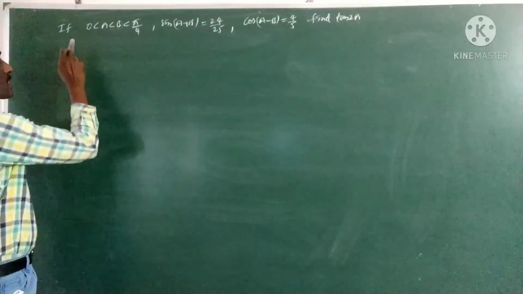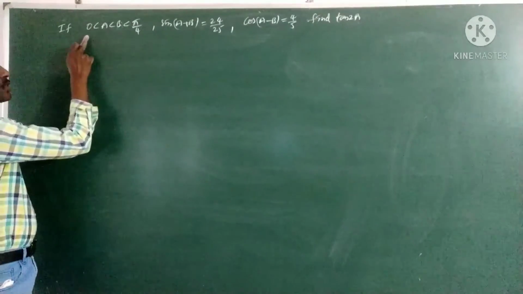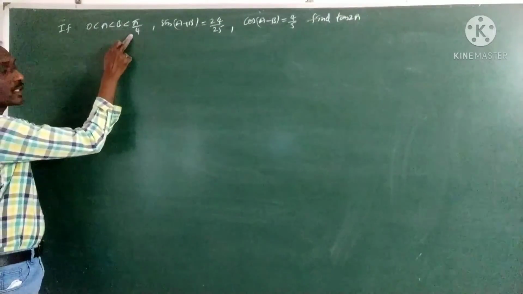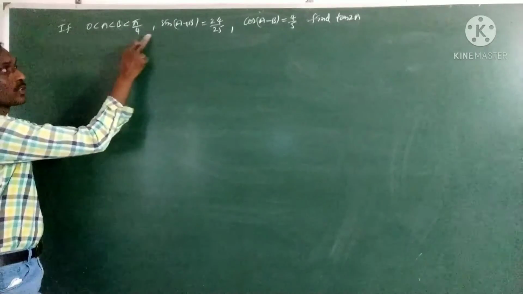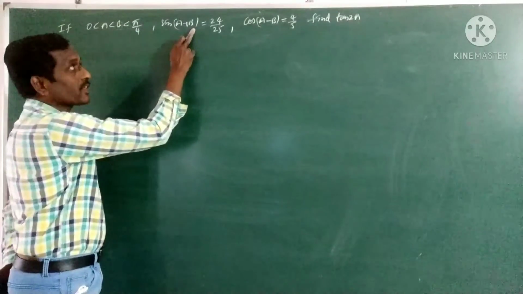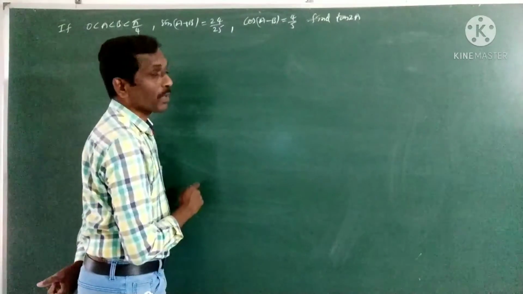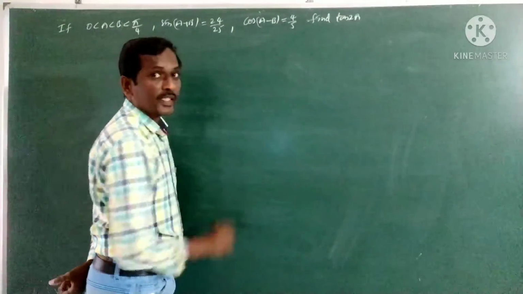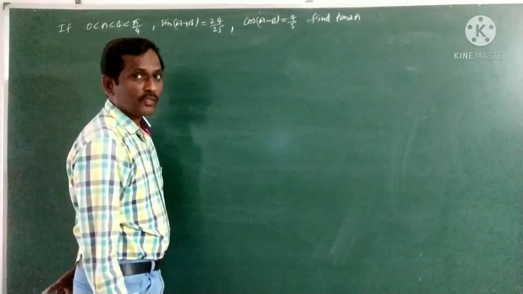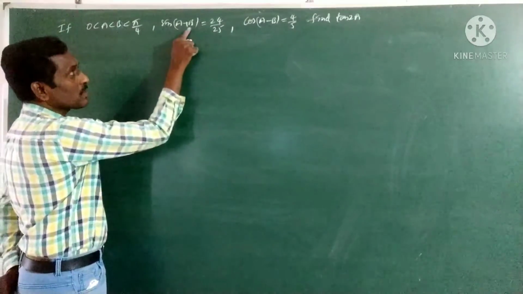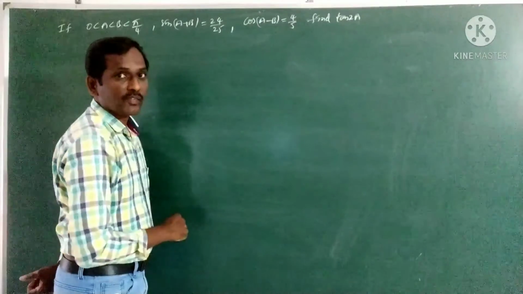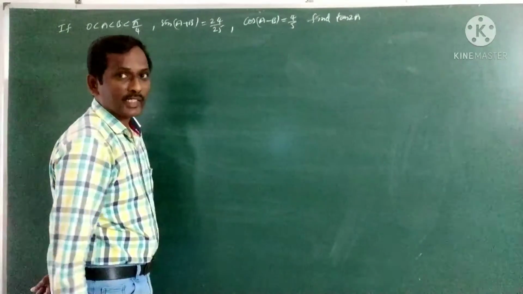The next problem is: if 0 < a < b < π/4, sin(a + b) is given as 24/25, and cos(a − b) is given as 4/5. Then the question is to find tan 2a. So here the a + b angle and the a − b angle are given, and the question is to find the 2a value.